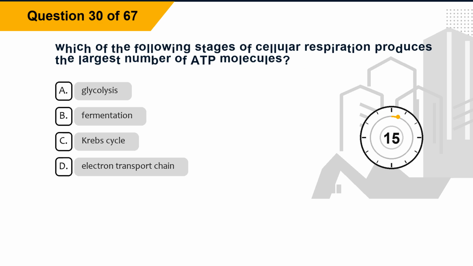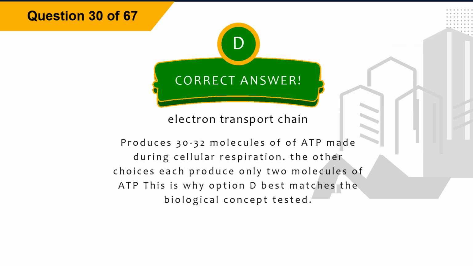Question 30. Which of the following stages of cellular respiration produces the largest number of ADP molecules? Option A, glycolysis. Option B, fermentation. Option C, Krebs cycle. Option D, electron transport chain. The correct answer is option D, electron transport chain.